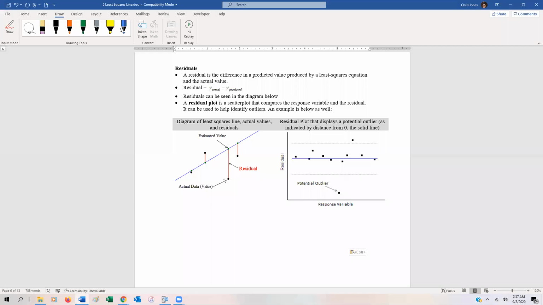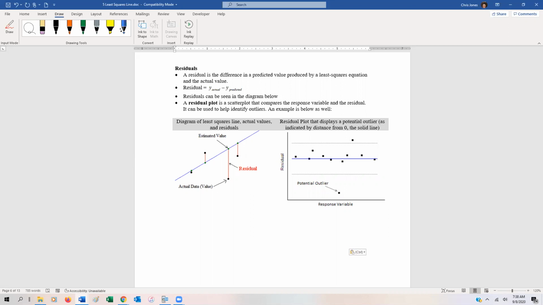We took a look at the idea of the least squares line and being able to compute it using both the calculator as well as the formulas. And then we also took a look at using the least squares line to make extrapolation predictions as well as interpolation predictions.